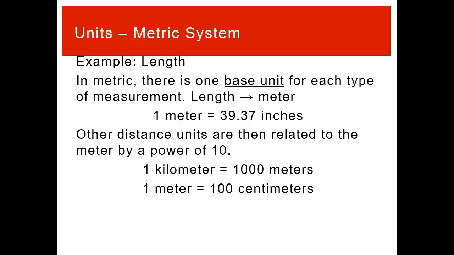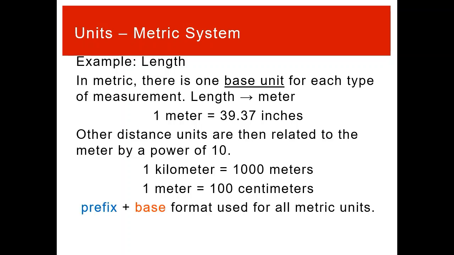And we convey that using prefixes. So we can see your unit is always a prefix plus the base. The base in this case is meter. So we have, for example, kilometer or centimeter. Those prefixes, kilo and centi, correspond to powers of 10. So a kilo is 1,000. Okay, so a kilometer is 1,000 meters. Centi is smaller, so 1 meter is 100 centimeters.